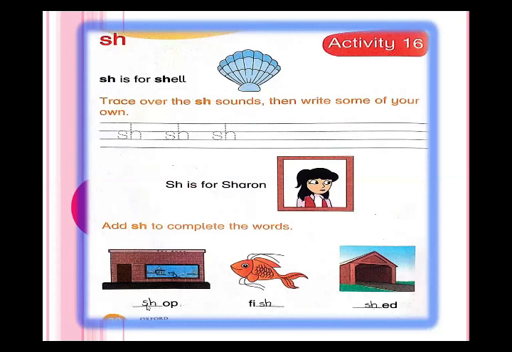So we will put here sh sound. Okay, here is a fish. What is it? Fish. Okay, fi dash. It is not completed. Okay, so we will put here sh sound. As I told you, sometimes these sounds come in the end of the words. So here sh sound is in the end of the word. Okay, you have to put sh sound here.